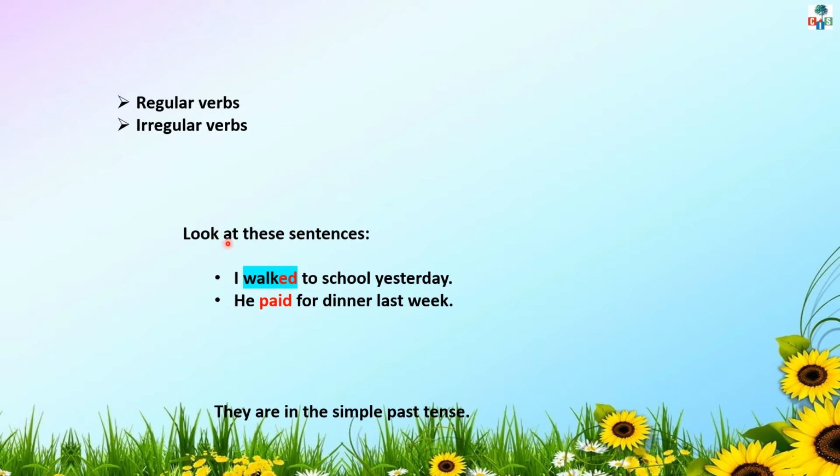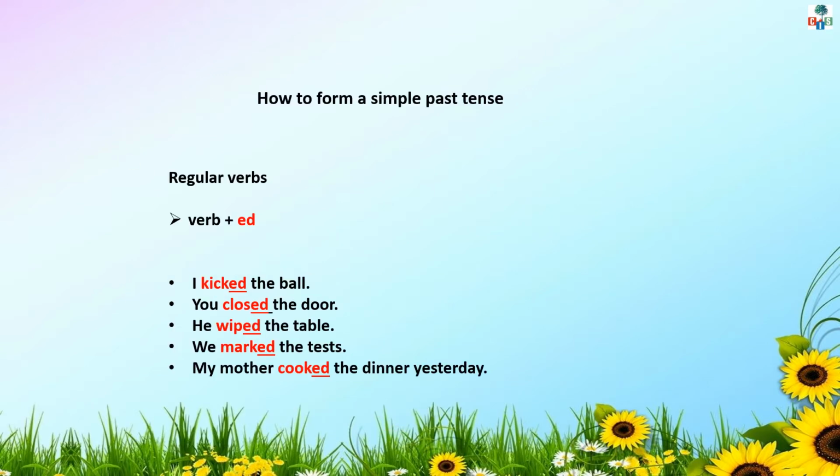Now look at these sentences. I walked to school yesterday. He paid for dinner last week. Both these sentences are in the simple past tense. Now let's see how to form a simple past tense. For regular verbs, we simply use the base form of the verb and we add ed to it.